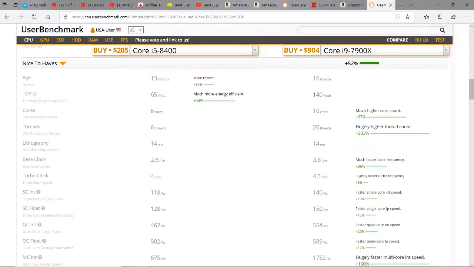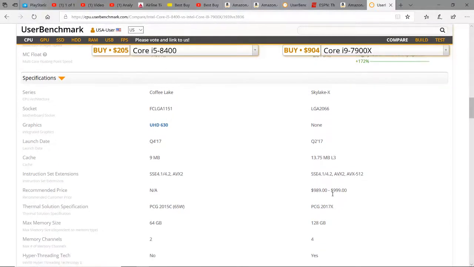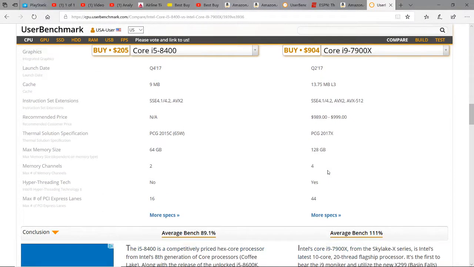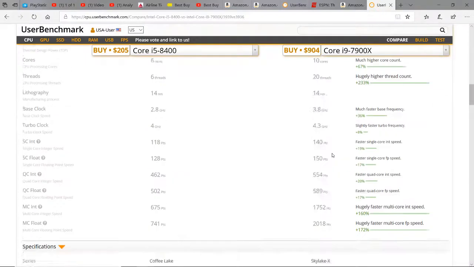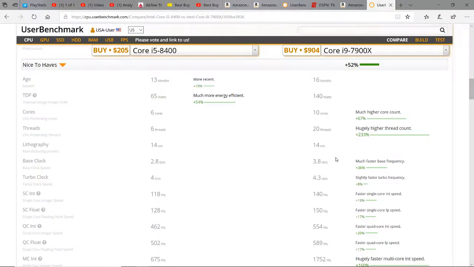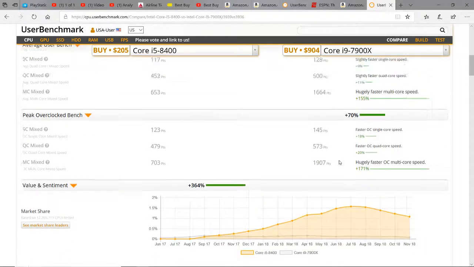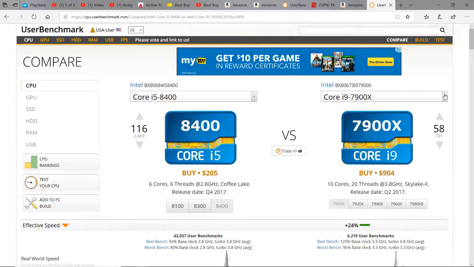Look at that TDP, 140 watts. For this setup for gaming, you're probably going to end up with a 750 watt power supply. And max memory size, so there's something to note, 128 gigs. That's pretty high. But yeah, hopefully this helps you out understanding some things.